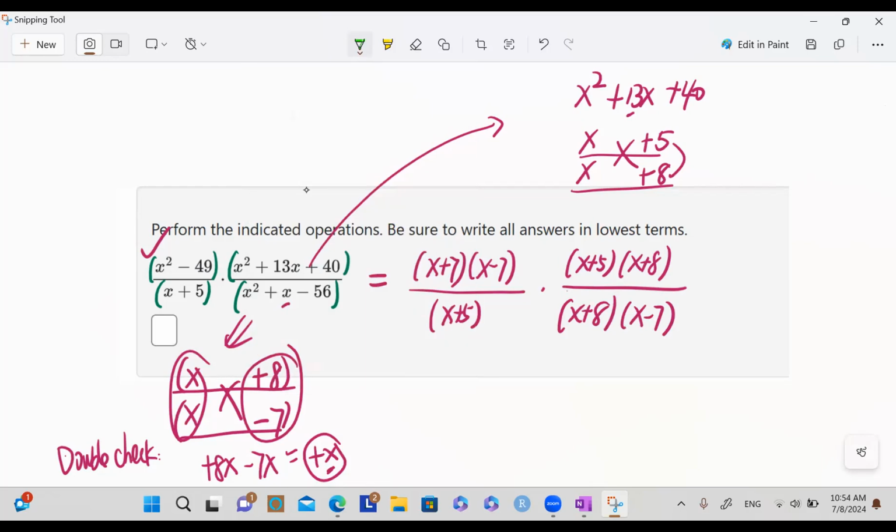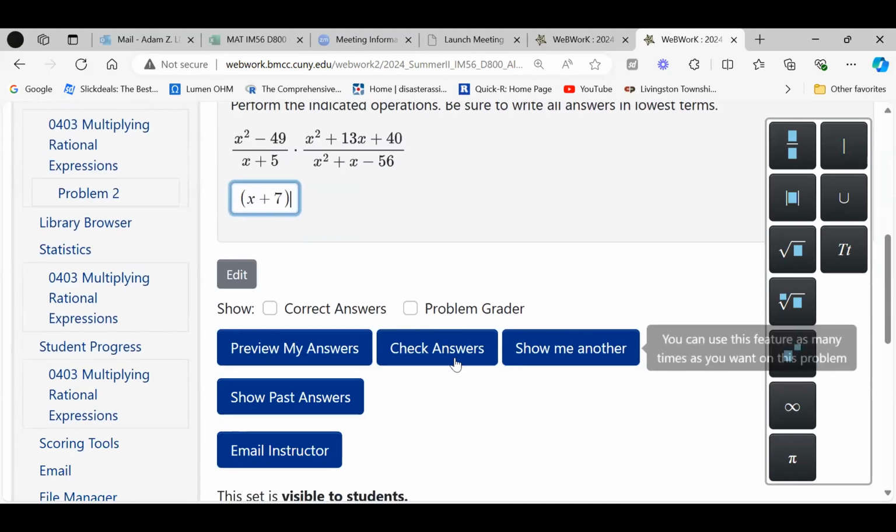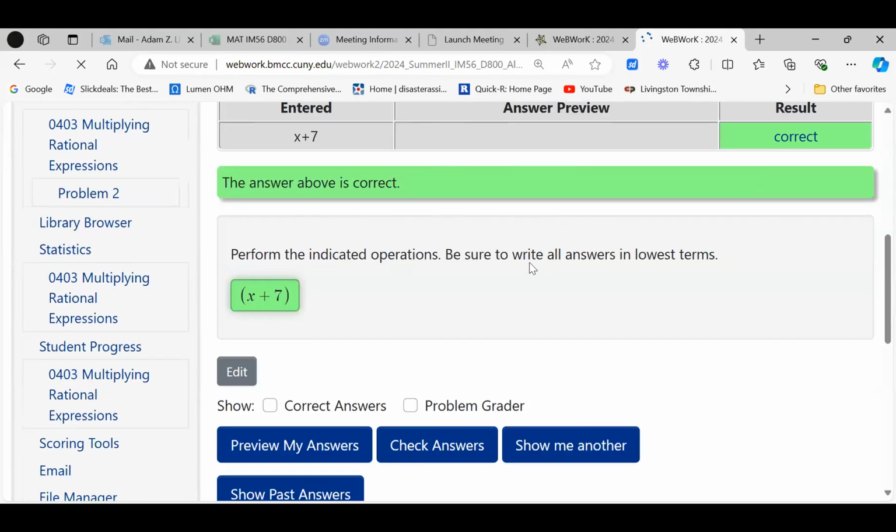Now from here, we're just going to cancel the common factors. This one is a common factor, cancel that. x plus 8 is gone, x minus 7 is gone. Make sure it's one on the numerator and one on the denominator. Once you cancel everything, you end up with x plus 7. Any question about this? No. Very good. So x plus 7 is the correct answer, and then we can double check. It is good.